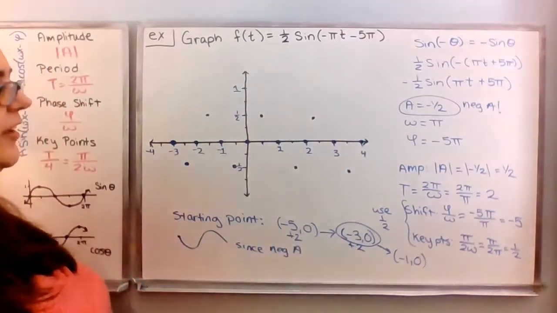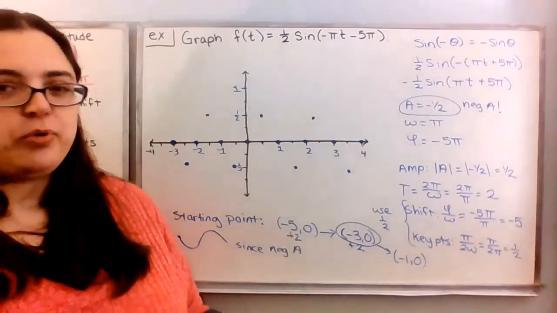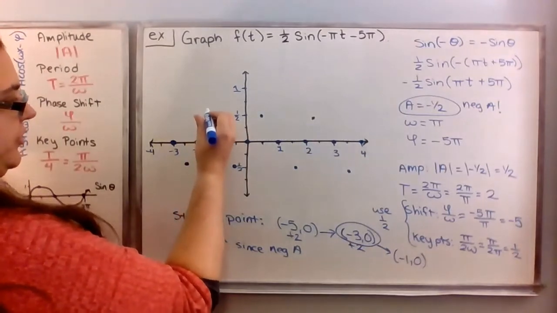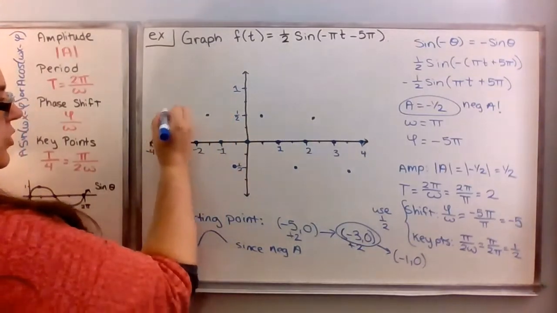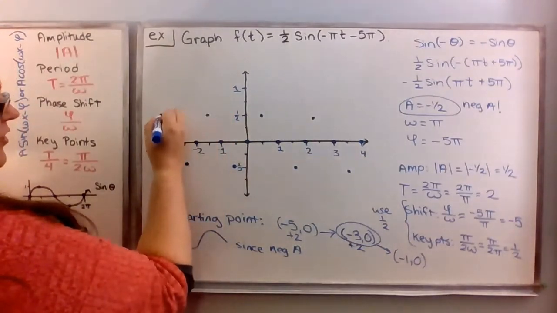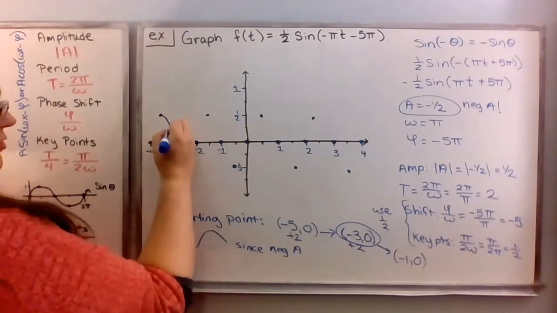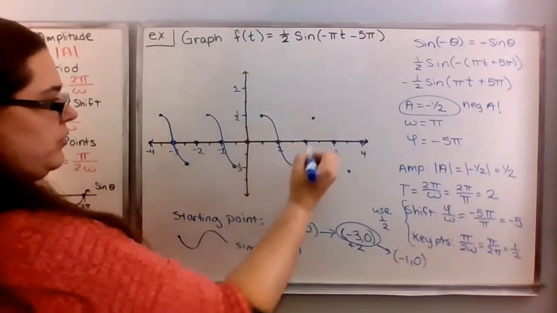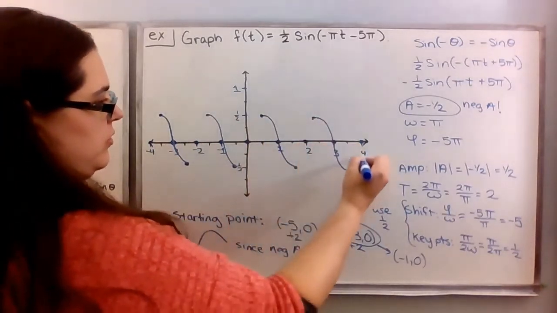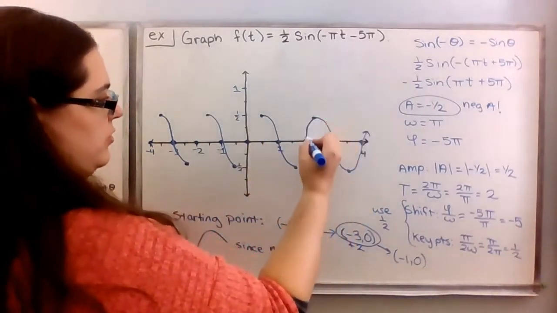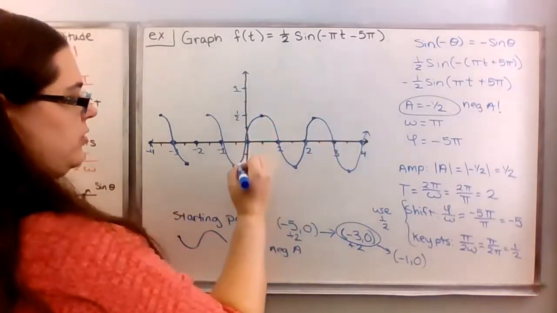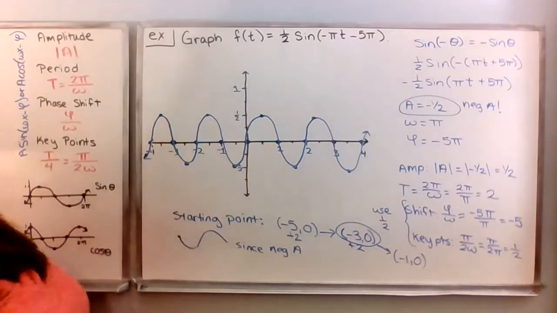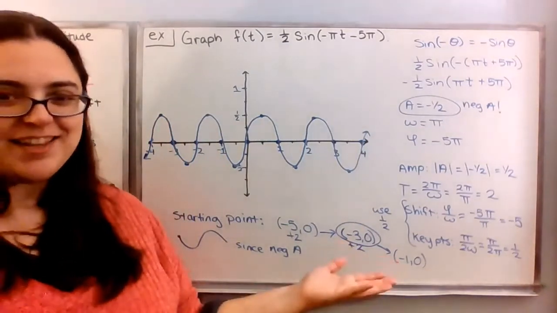Once we have all of those key points plotted, we can connect them in the traditional sinusoidal manner. Let me draw this up. Well, I left out part of it. So let's draw our sinusoidal function. All right, there we go.